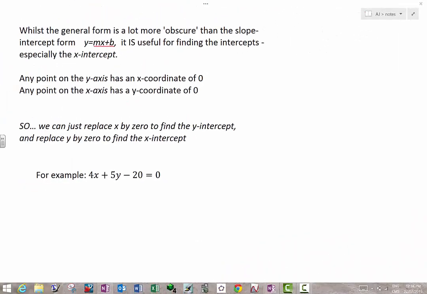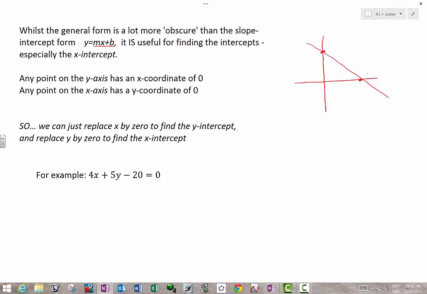So the general form of a straight line is a lot more obscure and is far less obvious what's going on than y equals mx plus b. It is actually useful for finding the intercepts, and particularly the x-intercept. So wherever the line crosses one of the coordinate axes, for instance on the y-intercept here, the x-coordinate is 0. And similarly, where it crosses the x-axis, the y-coordinate will be 0. So in order to find the intercepts, all we need to do is replace the x and the y by 0 to find what's happening with the other coordinate.